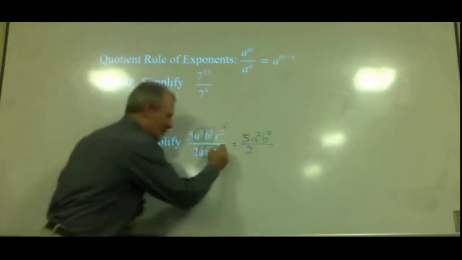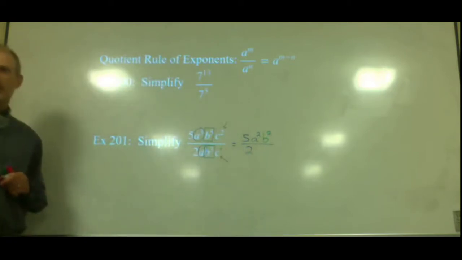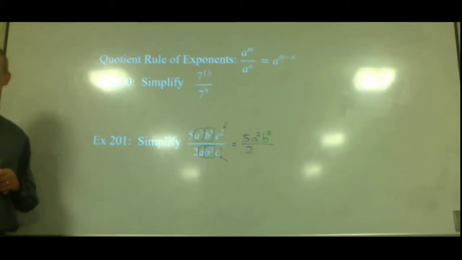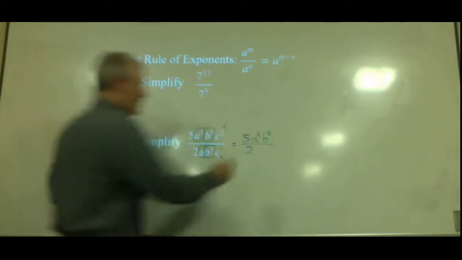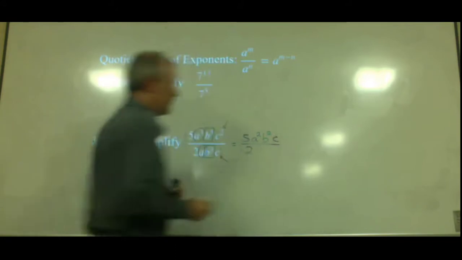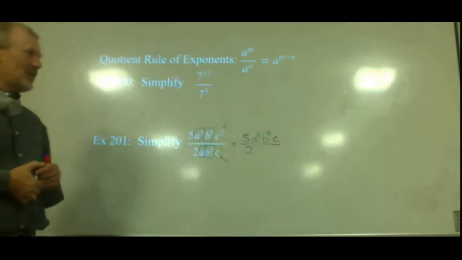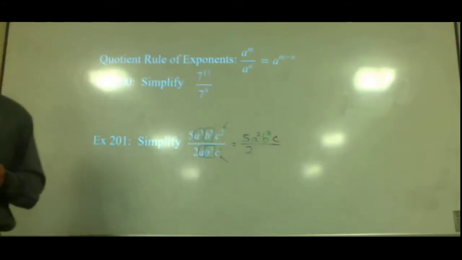And remember that's c to the first. So what are we going to be left with? C on the top or on the bottom? Top. So in this case, the 2 is the only thing left on the bottom, and we have 5a squared b squared c on the top.